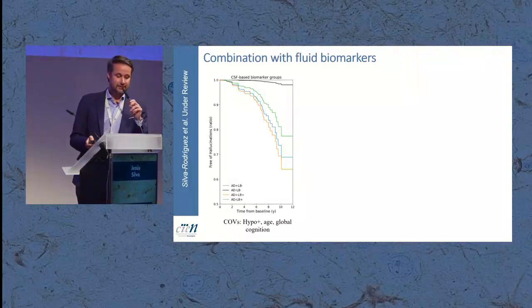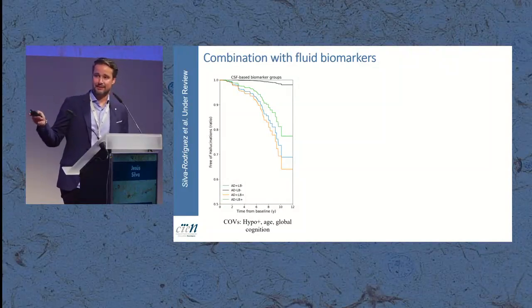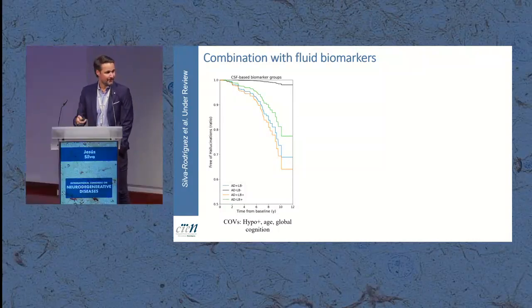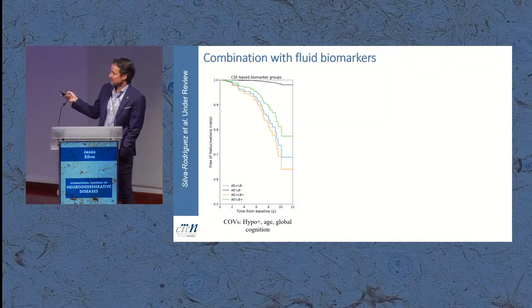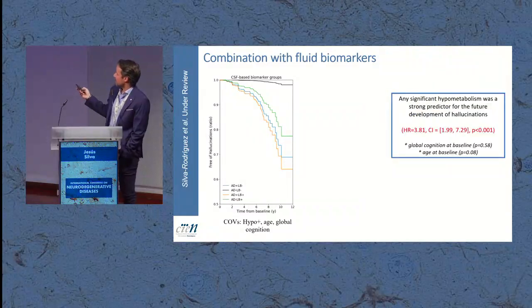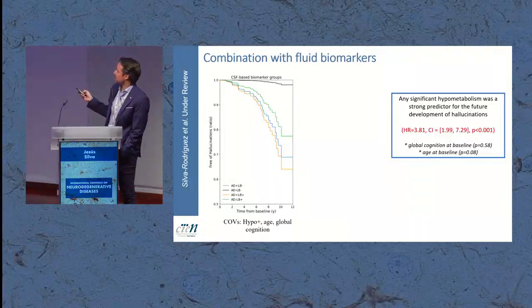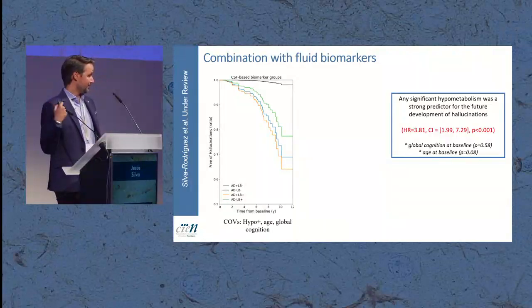However, and this is to conclude, if we analyze hallucinations again, this value that we use as a proxy of a more DLB-like clinical phenotype, we didn't see any differences between groups when correcting for hypometabolism, age, and global cognition. And in fact, just having some sort of hypometabolism, so some sort of neurodegeneration, was by far the stronger predictor of developing hallucinations irrespective of the pathological group.